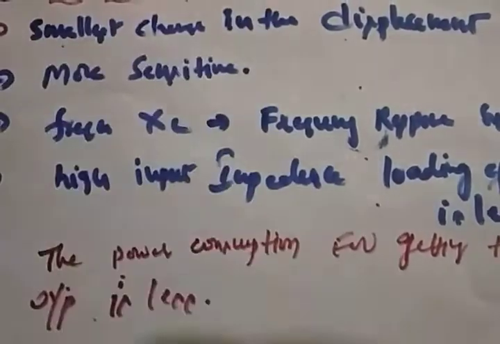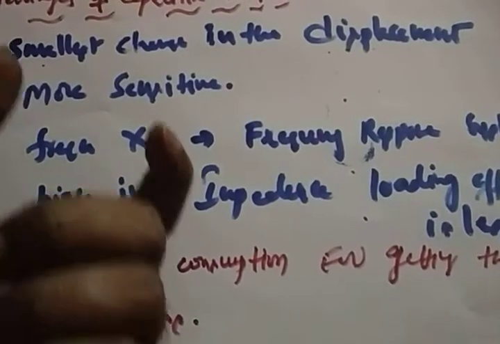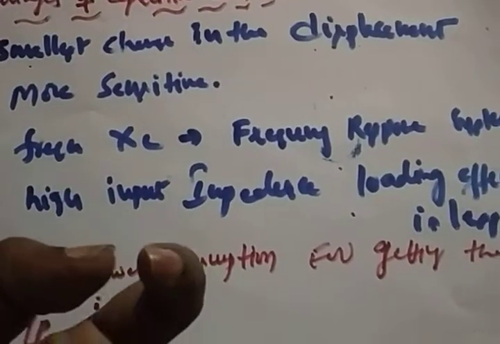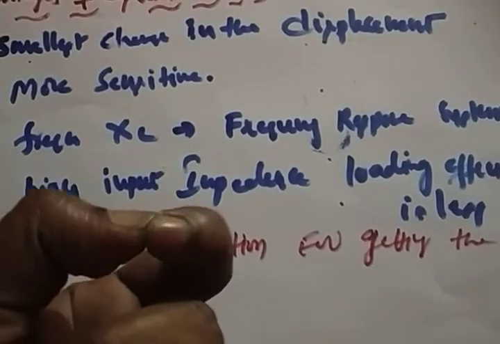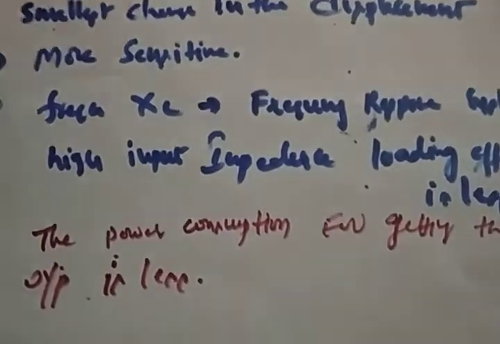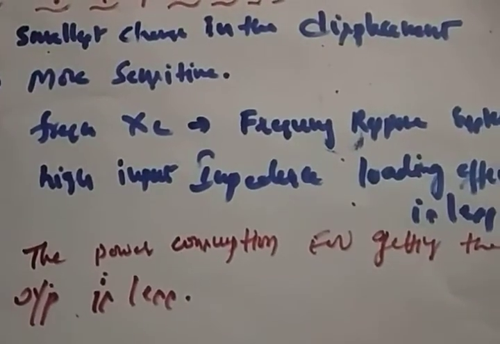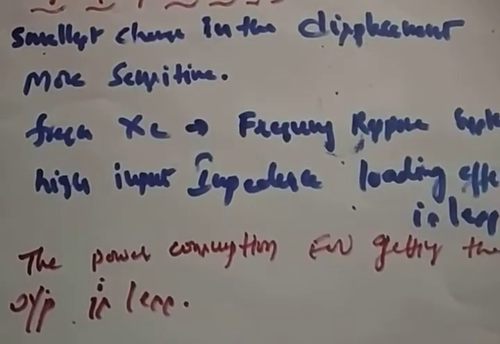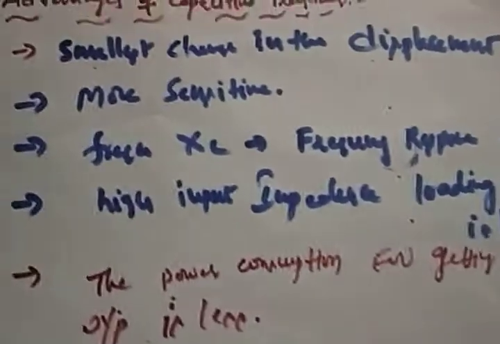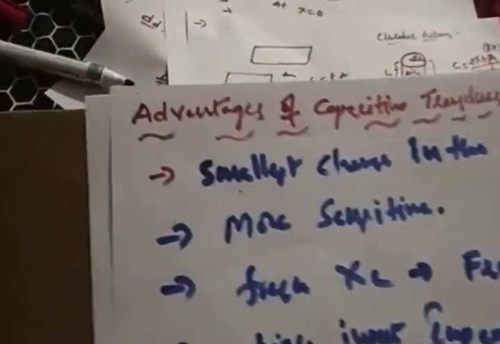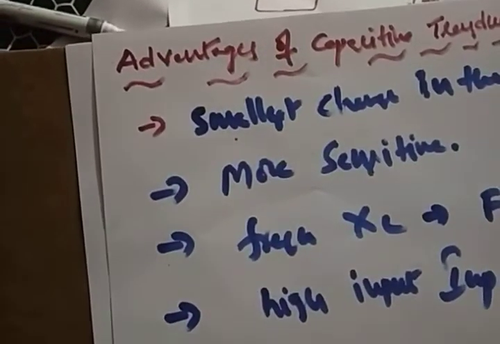And after that, this type of capacitive transducer has high input impedance, so it can be used for less loading effect. Loading effect means high input impedance and low output impedance. High input impedance means definitely the loading effect is very less. And after that, the power consumption for getting the output is very less for these capacitive transducers. So these are the advantages of capacitive transducers. Now we'll discuss the disadvantages of capacitive transducers.